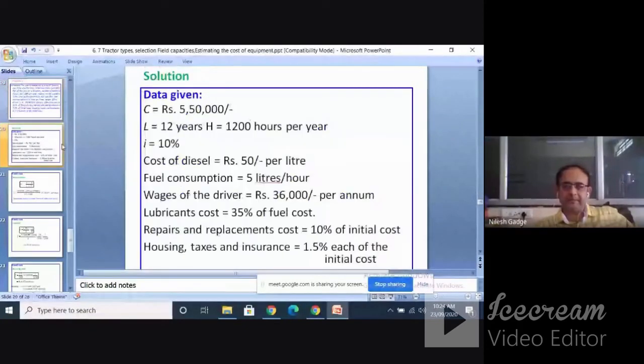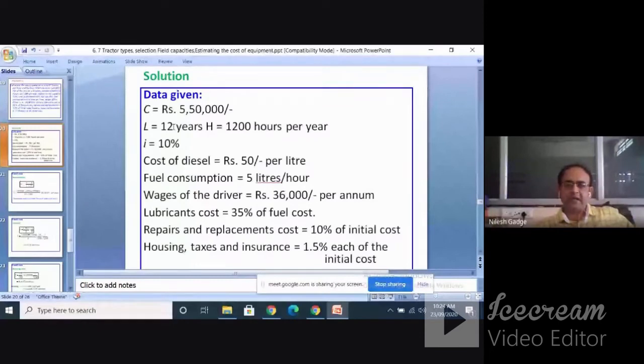This is the given data. Write down the given data. C is the capital cost, which is 5,50,000. L is the service life, 12 years. But the service life of a tractor is 15 years. Though it is given as 12 years, if it comes for the objective or like that, you have to mention it as 15 years.